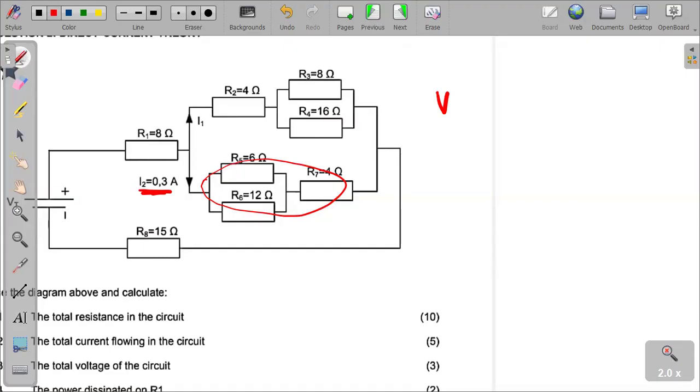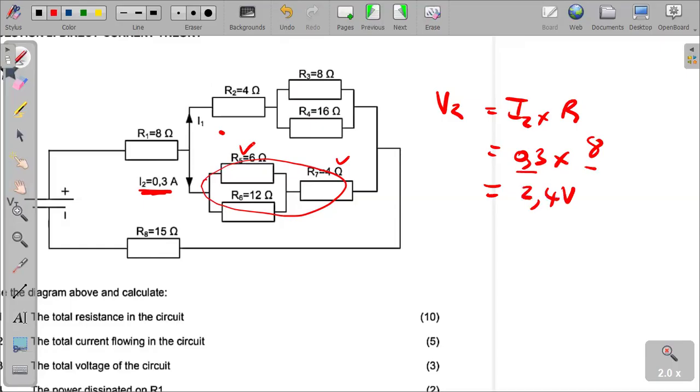So we will simply say V2 is equal to I2 multiplied by the equivalent resistance of that branch, which is 0.3 times what was the resistance there. It was 8. Remember, the 4 ohm plus the 4 ohm we got here using product over sum. So if we now multiply 0.3 by 8, that will give us 2.4 volts, right? So this is what we have.